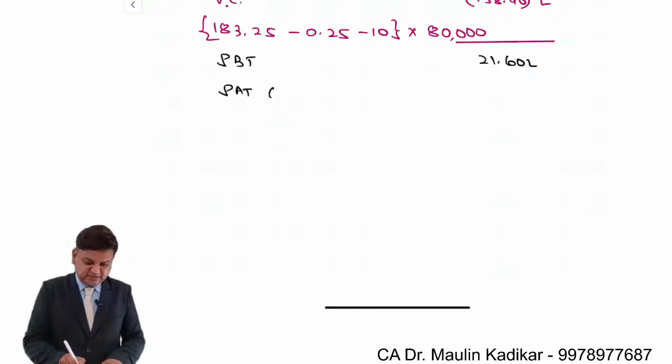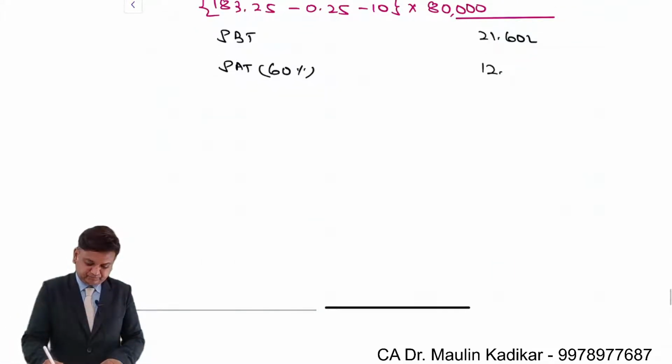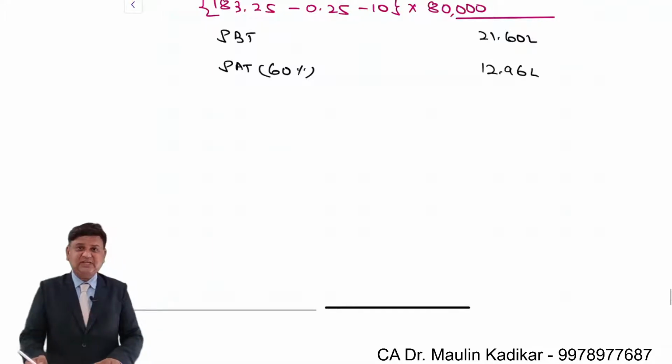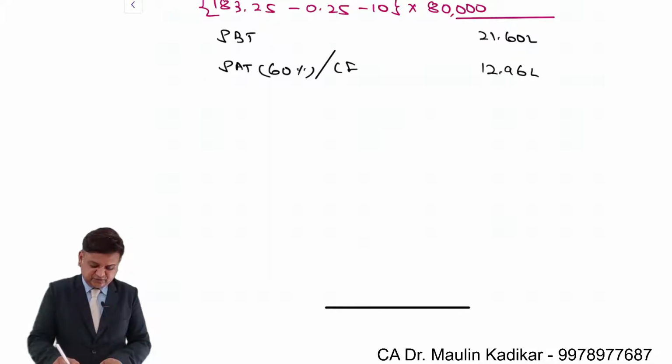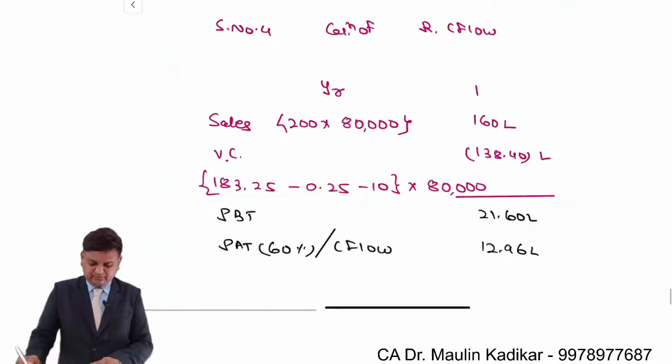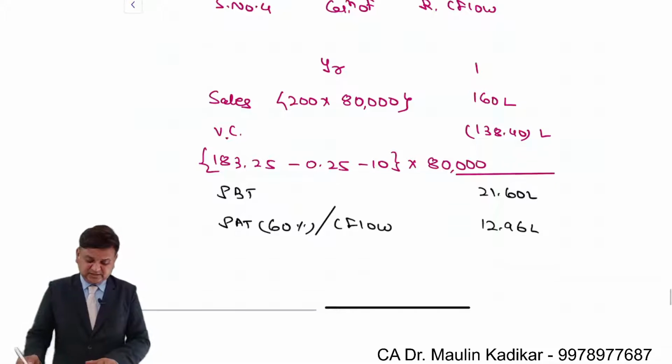Profit after tax is 60% value, 12,96,000. Is there any non-cash item? No. So let us ignore it. Profit after tax itself is the cash flow, 12,96,000. This amount of cash flow will remain the same for the remaining years.